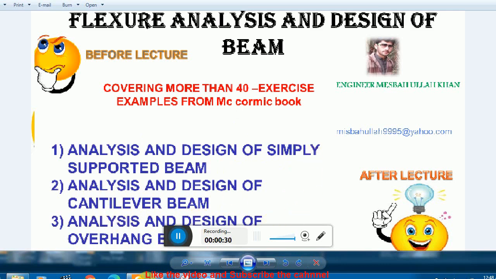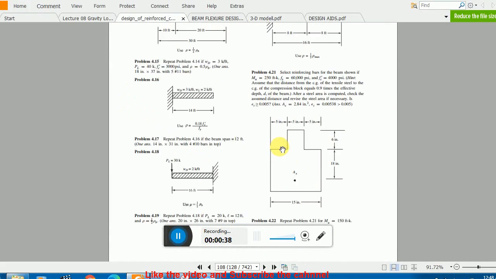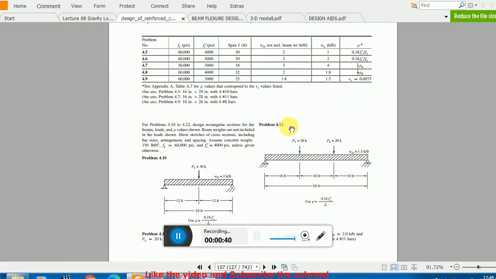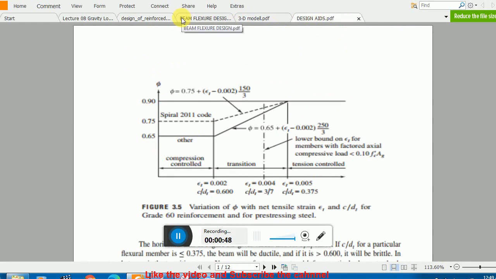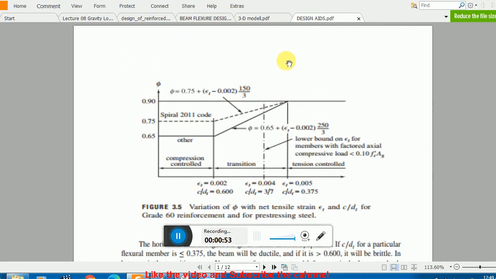I am covering these examples from the McCormac book, 10th edition, and these are the exercise examples which I am going to cover. Before starting these examples, first of all I would like to present some important information regarding design aids. If you are working as a professional engineer, these design aids will help you a lot. First of all, I would like to present this important graph.